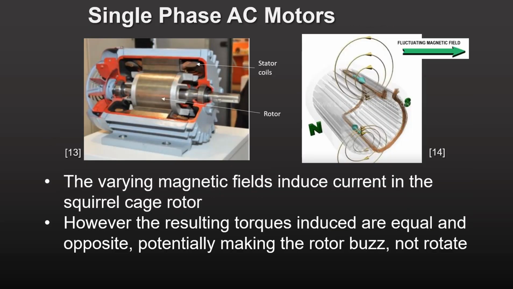In a single-phase AC motor, the AC current in the stator winding produces a fluctuating as opposed to a rotating magnetic field. Per the diagram on the right, the north and south poles alternate their location as the magnetic field repeatedly shifts magnitude and sign. The fluctuating magnetic field is equivalent to two magnetic fields rotating in opposite directions.